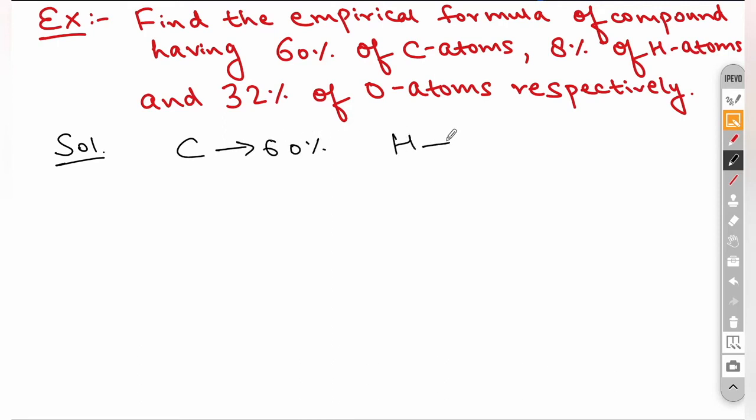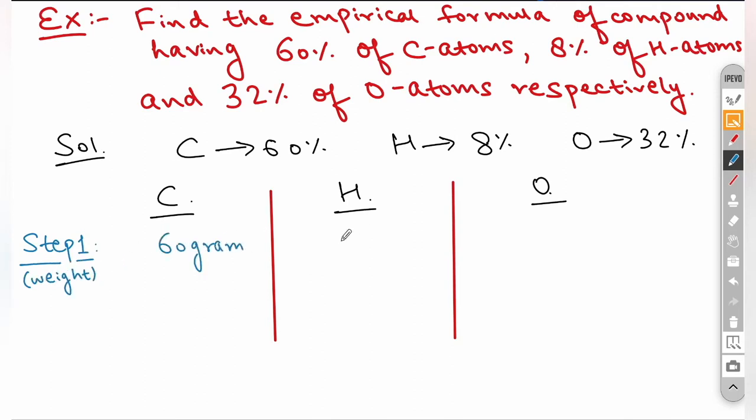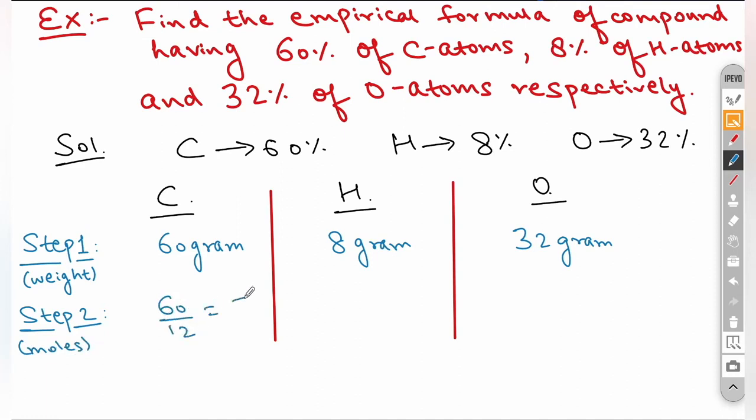So first of all, write the percentage of each one, which is 60%, 8% and 32% respectively for carbon, hydrogen and oxygen. Now draw 2 columns, first carbon, then hydrogen, then oxygen. Write step number 1. We need to assume percentage as weight, 60 gram, 8 gram and 32 grams respectively. Step 2. Now find the moles. So divide by molar mass. It will be 5, here it will be 8, here it will be 32 by 16, which is 2.